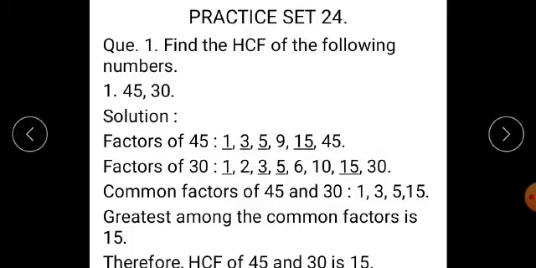Students, for finding the common factors, you either have to underline the common factors or you can encircle them. Choice is yours. I have underlined the common factors. Therefore, common factors of 45 and 30 are 1, 3, 5 and 15. Greatest among the common factors is 15, and therefore the HCF of 45 and 30 is 15. I repeat, greatest among the common factors is 15, therefore HCF of 45 and 30 is 15.